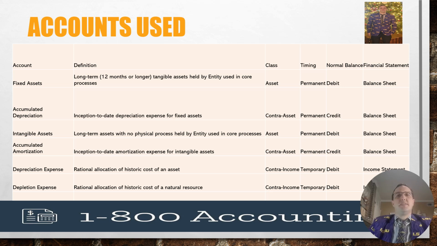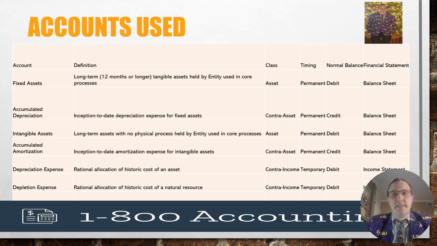Now, today when we discuss depreciation expense, that's going to be relating to the fixed assets. The amortization is going to generally be used for intangible assets, and you may hear the term with revenue recognition, debt and investment instruments, or similar areas. Depletion is only going to be used when we're discussing natural resources.